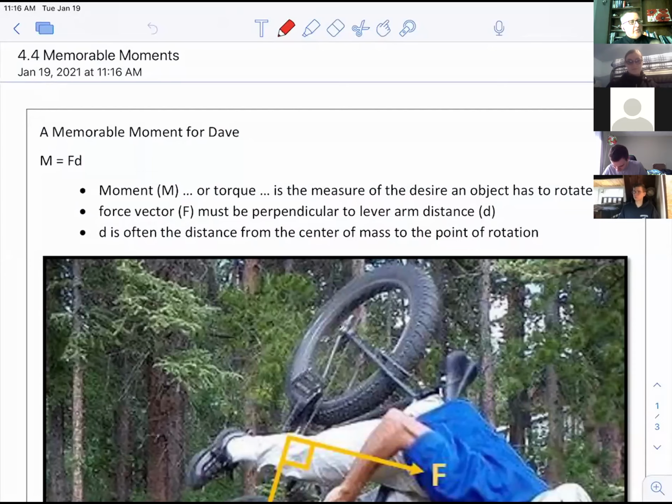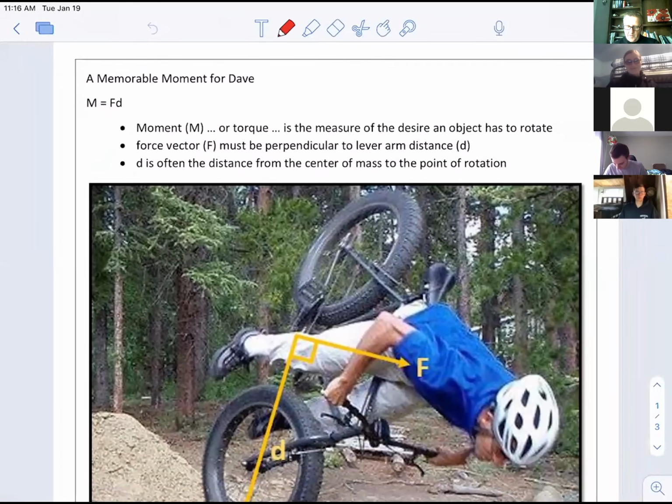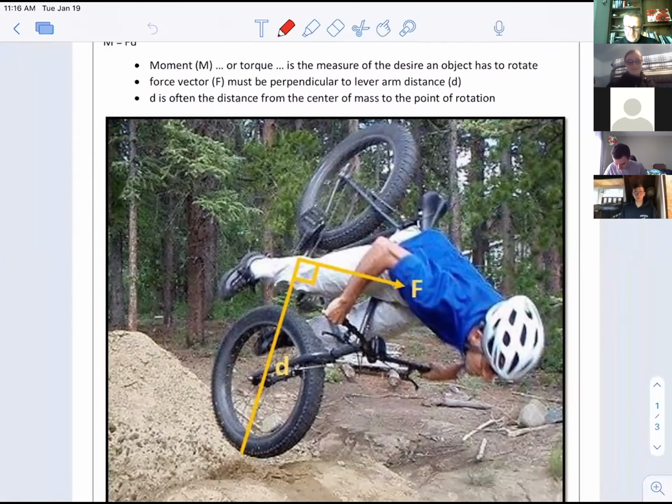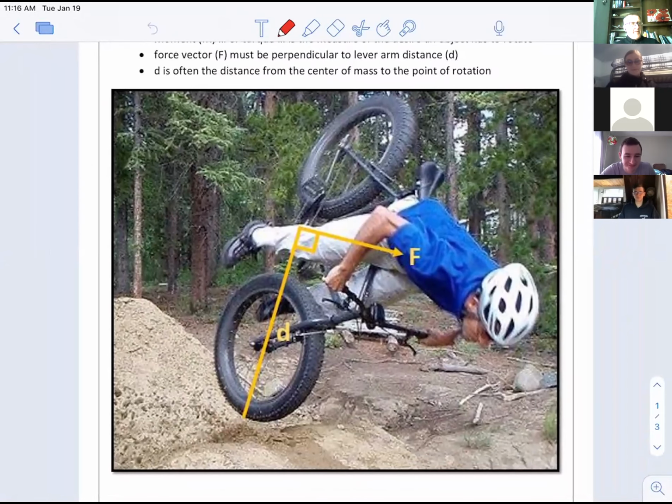So here's a humorous picture, a memorable moment for Dave. As I may have told you before, I'm a mountain biking enthusiast. And can you picture what's happening to poor Dave there? Why is Dave in this predicament where about 1/10 of a second later, his face is just going to plow into the dirt? I wish this was a video and I could hit play and watch what happens next.